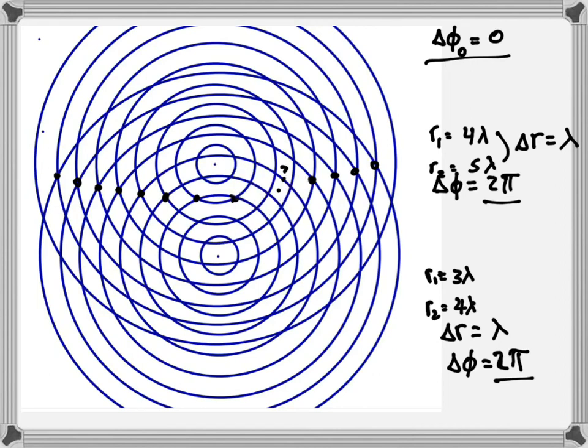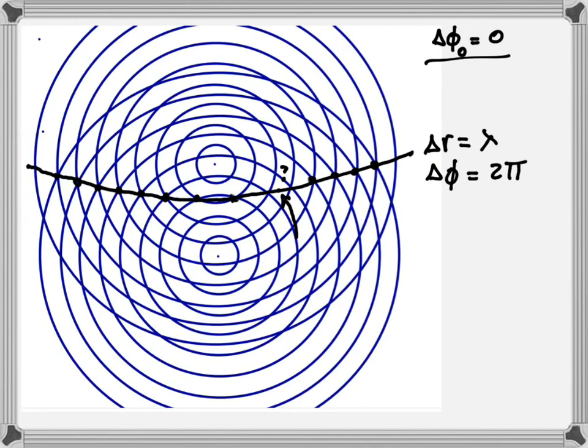Now what about a point here in between two of the points that I showed you before, right in the middle of that sort of square there? What about at that point? What is the difference in phase there? Well, again, if you do this little exercise, you'll find that the distance to source 1 is 3.5 lambda, the distance to source 2 is 4.5 lambda, and the difference one more time is lambda, which gives us a difference in phase of 2 pi one more time. So it turns out that anywhere along this line, the difference in path length is lambda, and the difference in phase is 2 pi.